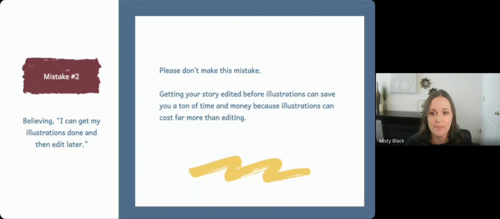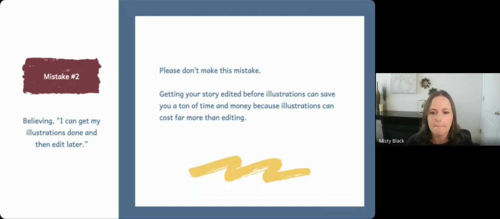Mistake number 2, believing that I can get my illustrations done and then edit later. So many might think, I have to edit anyway, I'll just save money and do it all at once at the end. I get it, because I like to save money where I can too, but don't make this mistake, because editing doesn't have to be expensive, especially for children's books. And getting it edited before illustrations can actually save you a ton of time and money, because illustrations cost far more than editing.